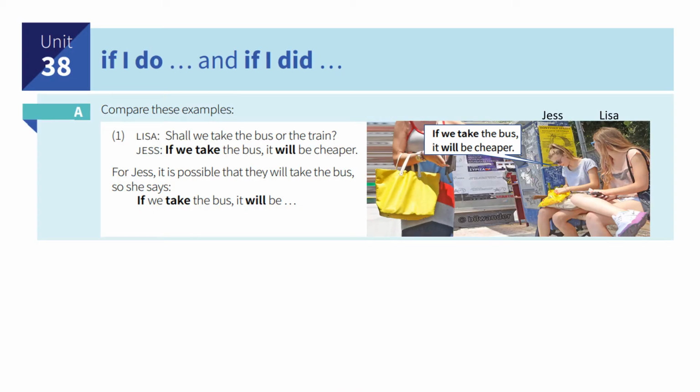Now compare these examples. Lisa says, "Shall we take the bus or the train?" And Jess says, "If we take the bus, it will be cheaper." For Jess, it is possible that they will take the bus, so she says, "If we take the bus, it will be."